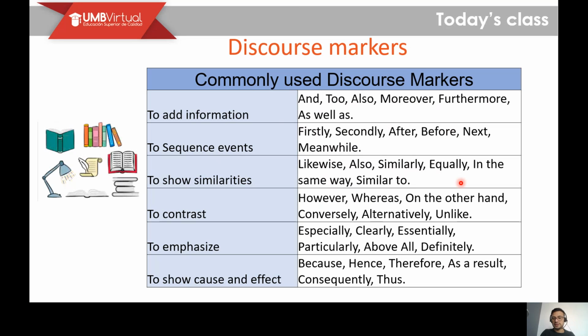To show contrast, we have the expressions however, whereas, on the other hand, conversely, alternatively, unlike. And you are using a comma after them. To emphasize, especially for academic writing, we have clearly, essentially, particularly, above all, and definitely. To show cause and effect, you have because, hence, therefore, as a result, consequently, and thus. So you can say this happened because this other thing happened before.